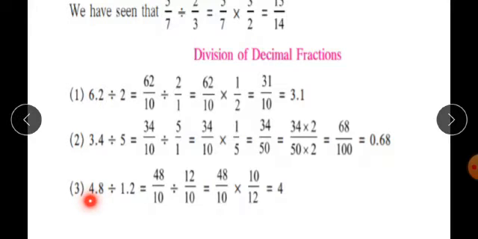Last example, 4.8 divided by 1.2. First, conversion of decimal representation into common fractions. Therefore 48 upon 10 divided by 12 upon 10 is equal to 48 upon 10 multiplied by the reciprocal of the second fraction, therefore 10 upon 12. 12 ones are 12, 12 fours are 48, 10 and 10 get cancelled, and therefore you can write the answer as 4, or 4 upon 1 also.